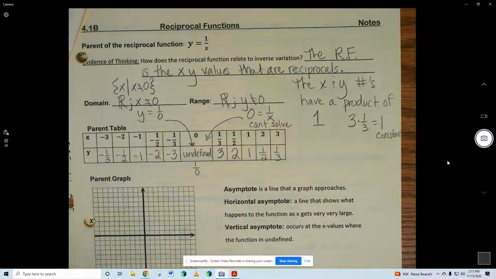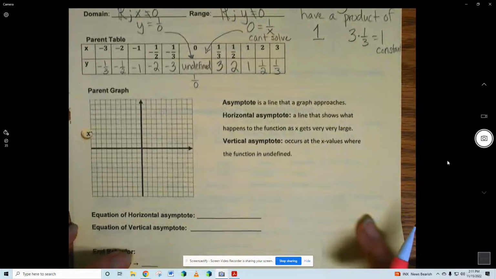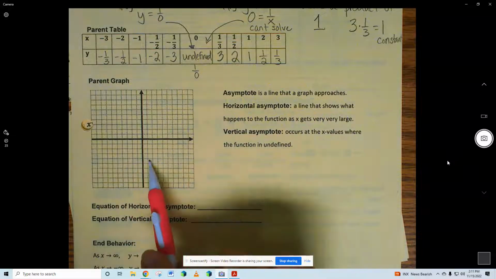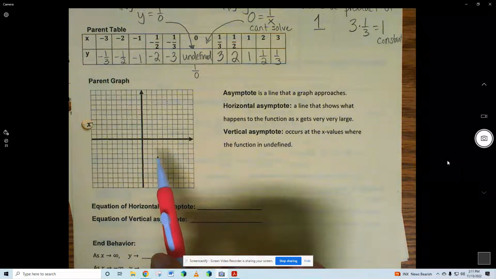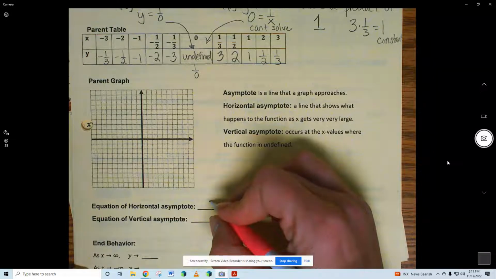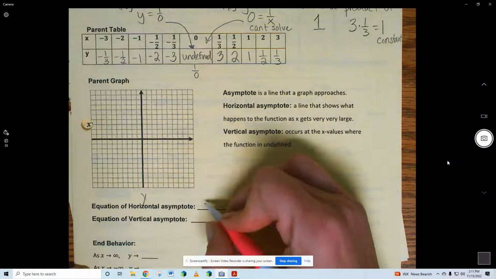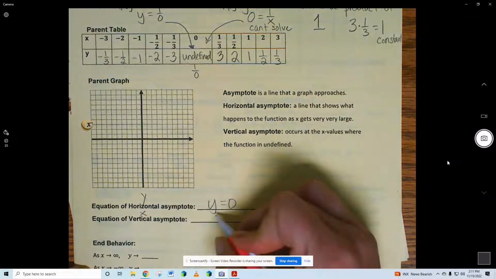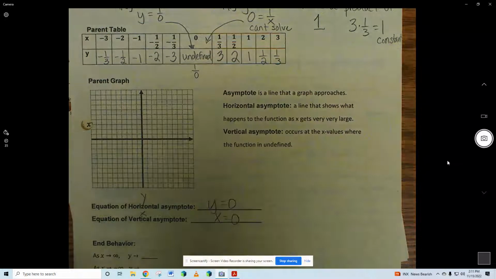I want to start graphing. I need to move on because I've got to keep going. All right. This table of values up here needs to be graphed down here. I want to remind you that there are asymptotes. The horizontal asymptote, which is the y, is going to be y equals 0. And my vertical asymptote, which is x, is going to be x equals 0.